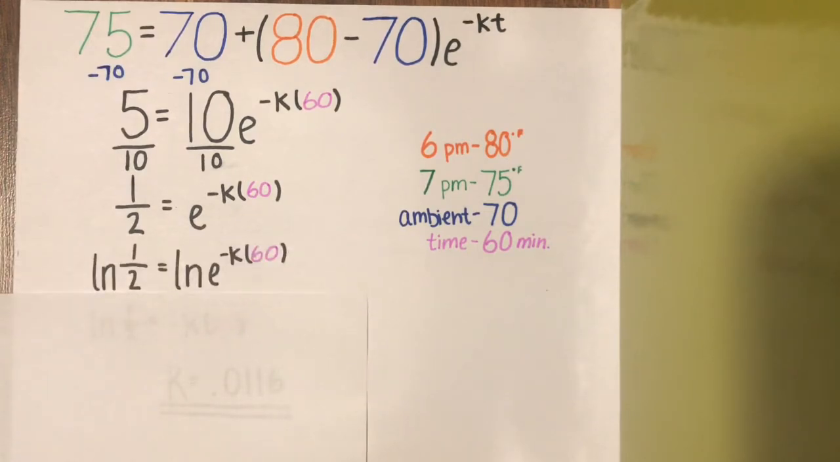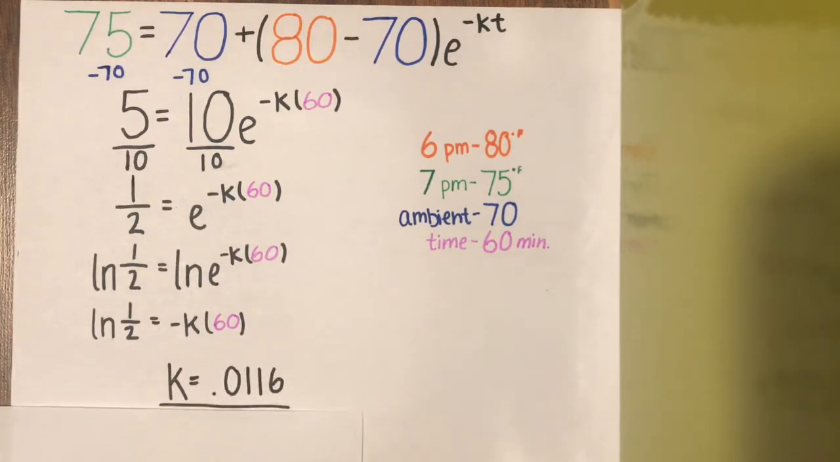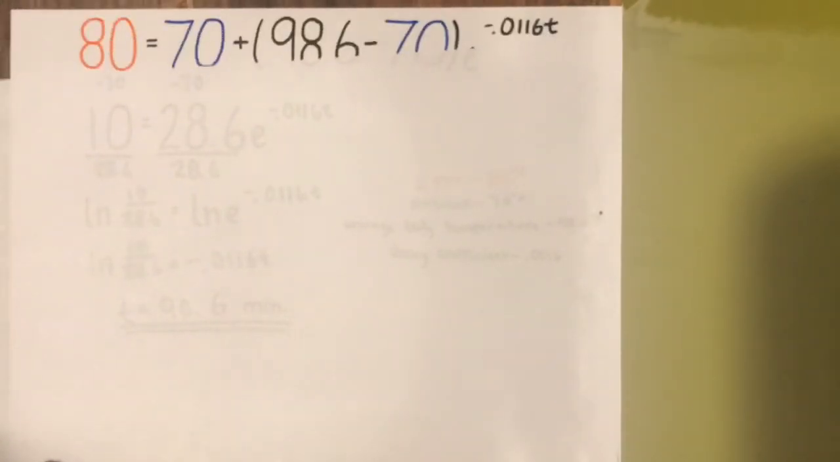From here, we're going to convert it to natural log, in which the natural log of e is 1, so that will cancel out, giving us the natural log of 1/2 is equal to negative k times 60. The final step is to take the natural log of 1/2 and divide it by 60, that is on the other side, to cancel it out, isolating the k. K equals 0.0116, which is the decay coefficient, which is the rate at which the body is losing its temperature. We're going to use the same law of cooling formula with a different set of numbers.